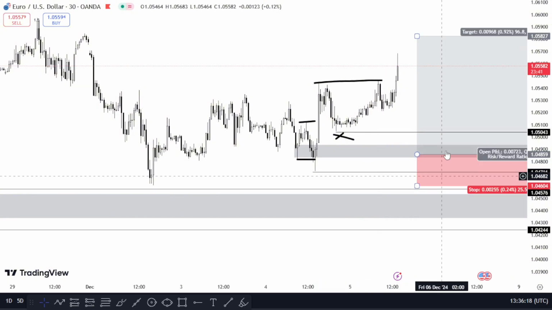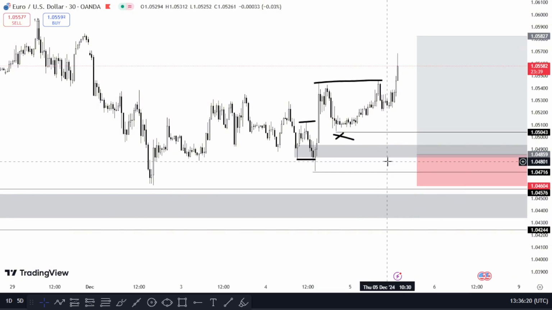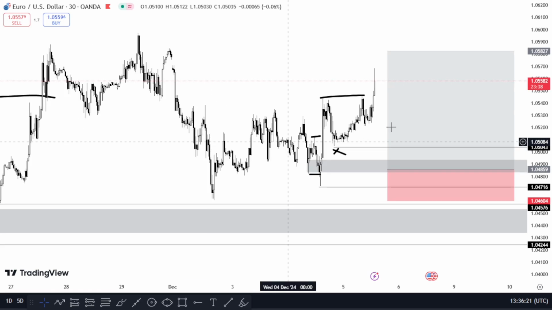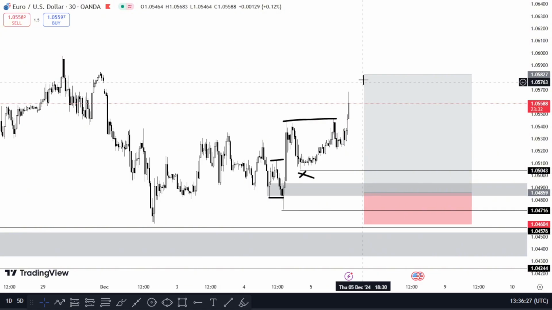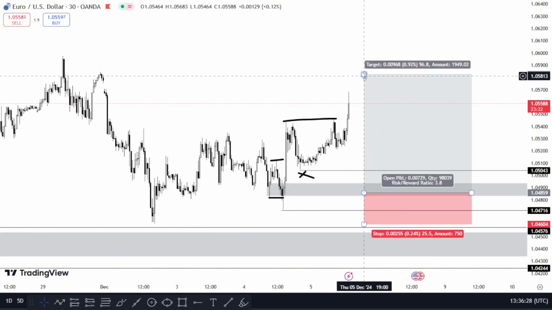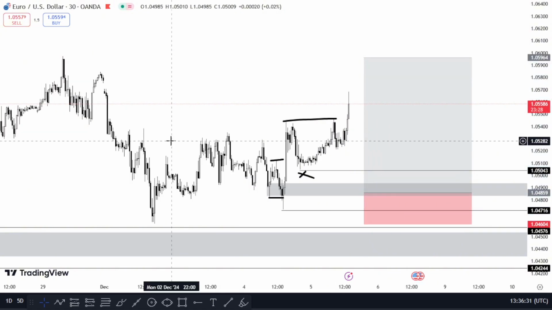So I'm just waiting for the market to trade down to this area. Then I take my buys from here upon confirmation. I don't just take without confirmation. I trade with confirmation so that I can increase the probability of my trading results, okay?